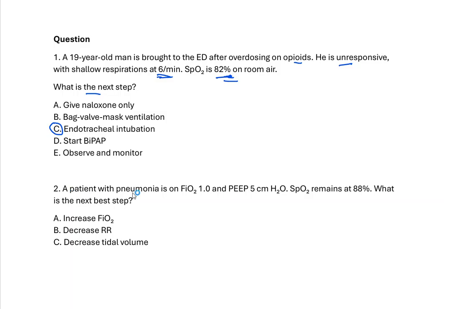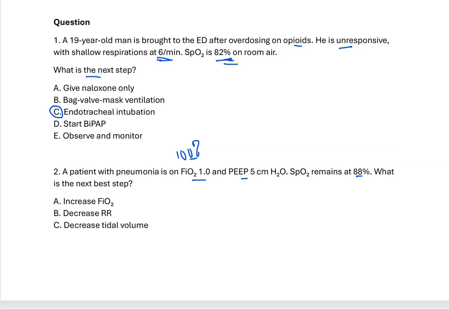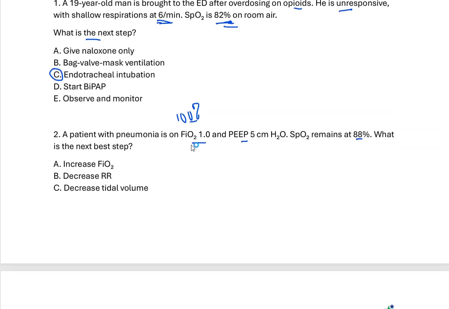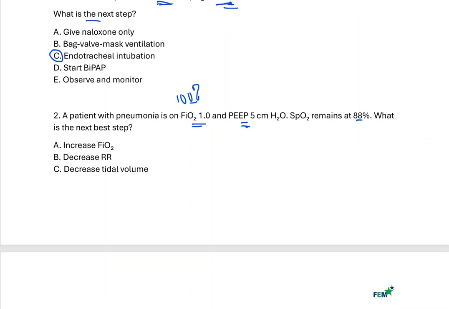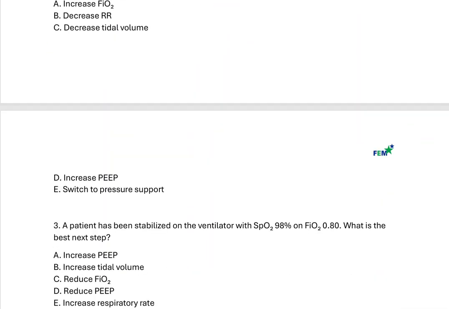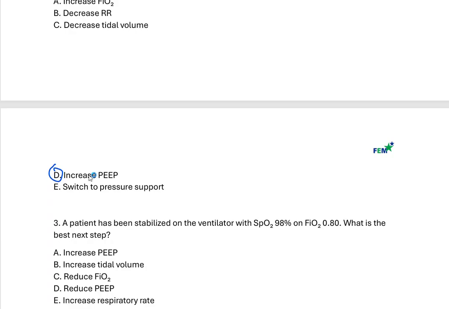Next question: a patient with pneumonia and FiO₂ of 100%. Remember, FiO₂ of 1 means 100% FiO₂. PEEP of 5. Oxygen saturation remains at 88%. What's the next step? So we've already maxed out on FiO₂ because this patient is already on 100% FiO₂, but we still have room on the PEEP, so we can go up on our PEEP. So I think the best answer there will be increase PEEP.